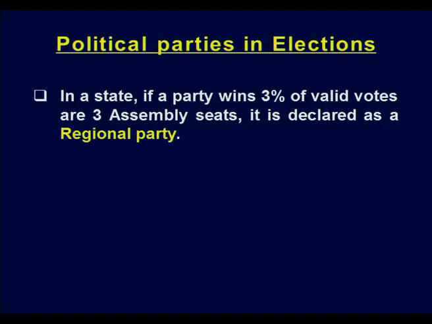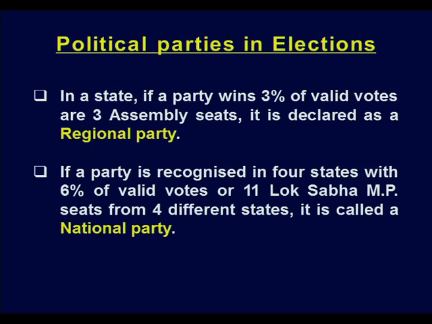So, children, let us see, there are different political parties. There are some regional parties and there are some national parties. Political parties in elections. So, in a state, if a party wins 3% of valid votes or 3 assembly seats, it is declared as a regional party. And if a party is recognized in 4 states with 6% of valid votes or 11 Lok Sabha MP seats from 4 different states, it is called a national party.